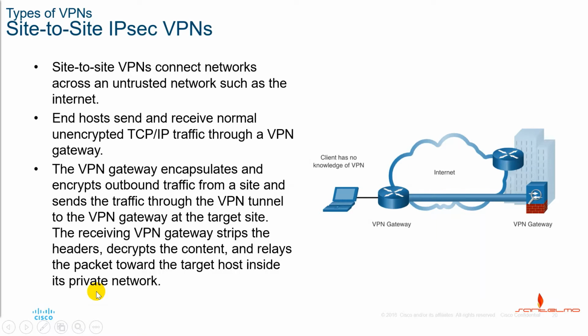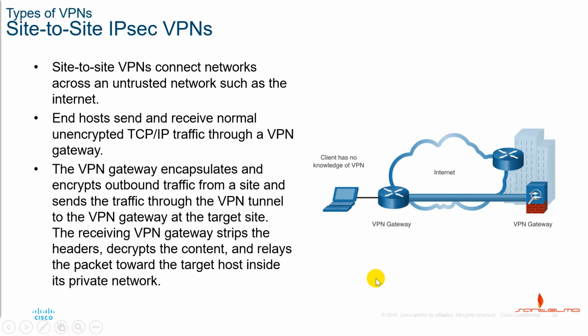Next, types of VPNs: site-to-site IPsec VPNs. Site-to-site VPNs connect networks across an untrusted network such as the internet. So we are talking about the public network here. Hosts send and receive normal, unencrypted TCP/IP traffic through a VPN gateway. The VPN terminating device is typically called a VPN gateway. A VPN gateway device could be a router or a firewall, as shown in the figure here, which uses a router here and a firewall on the other end.